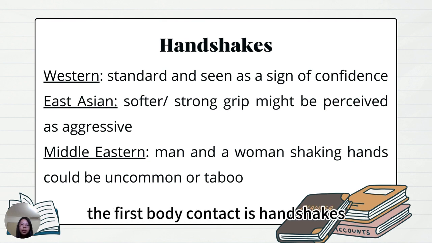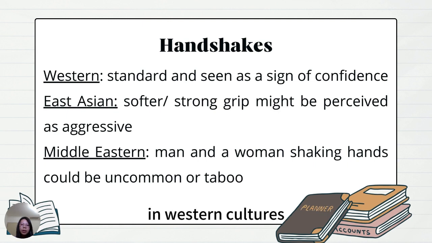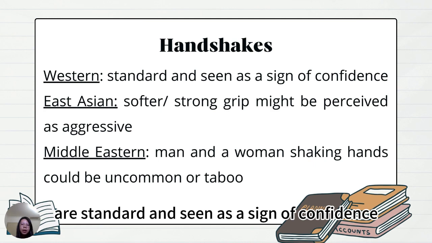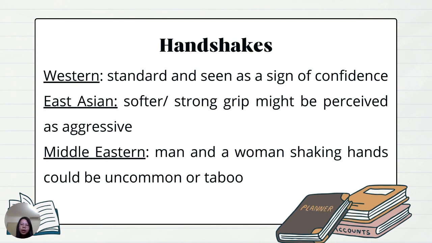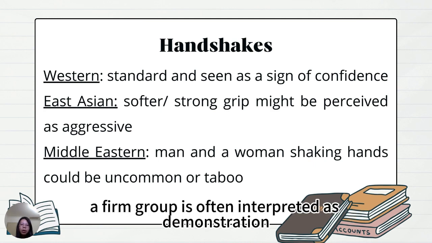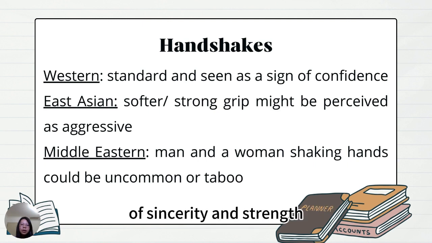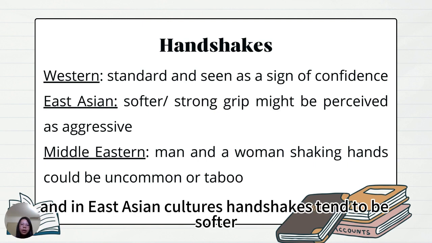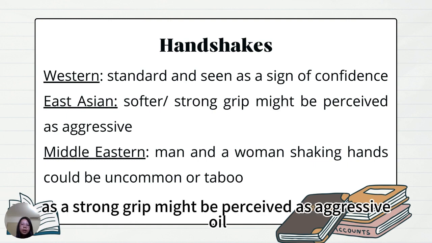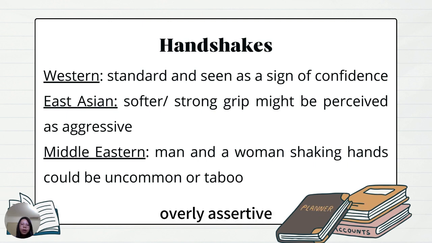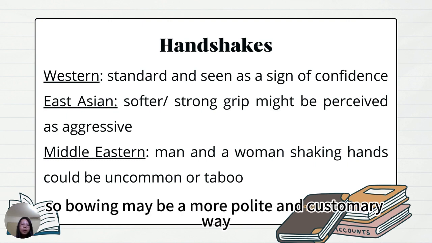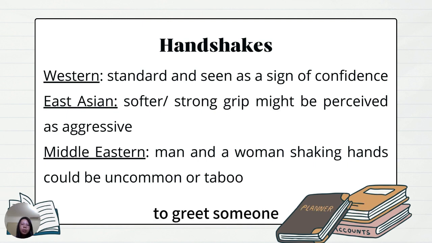The first body contact is handshakes. In Western cultures, firm handshakes are standard and seen as a sign of confidence and professionalism. A firm grip is often interpreted as a demonstration of sincerity and strength. In East Asian cultures, handshakes tend to be softer, as a strong grip might be perceived as aggressive or overly assertive. So bowing may be a more polite and customary way to greet someone, reflecting respect and humility.